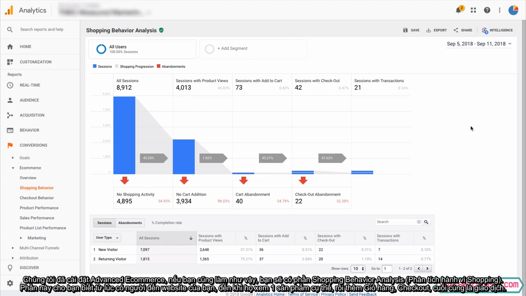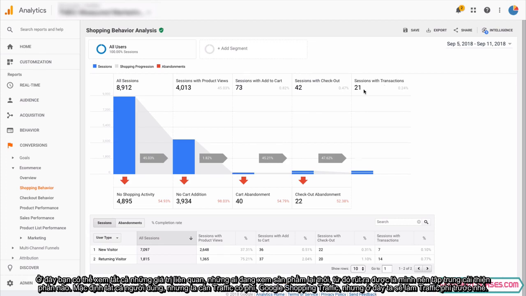So we set up enhanced e-commerce, and if you set it up correctly, it will give you the shopping behavior analysis report. And this actually shows the funnel of people coming onto your website, all visitors. This is everybody on the website. Then sessions with product views, so people that have seen specific products, people that have added something to their cart, that have started the checkout, and then the actual transactions that you saw. So here you can see the numbers, you can see people dropping out, and you can see where you should focus your efforts.